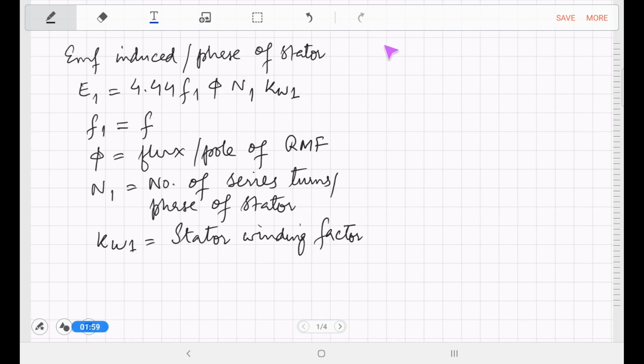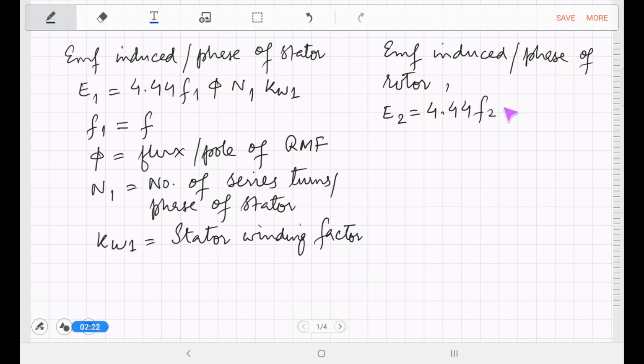The EMF induced per phase of rotor is given by E2 equal to 4.44 F2 phi N2 kW2, where F2 is the frequency of the rotor induced EMF, which we have seen is given in terms of the frequency of the stator induced EMF as S times F1.